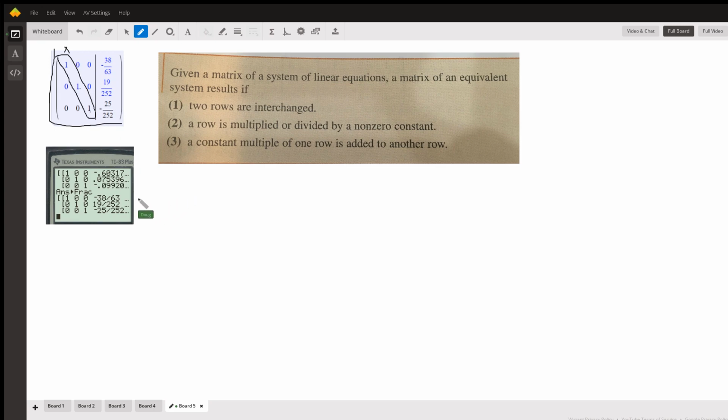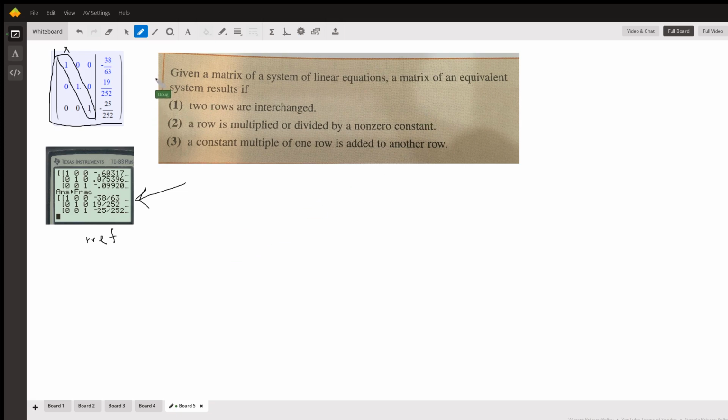This shows you that you can do Gauss Jordan elimination on a TI 83 or 84 also. I won't go into that here. But you do enter a matrix and then do matrix math called RREF, reduced row echelon form. Same thing.